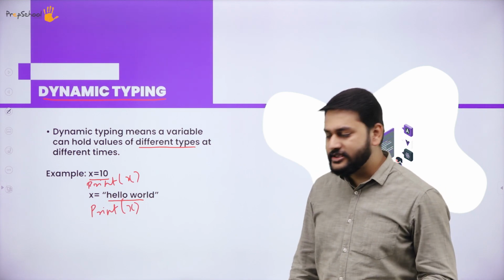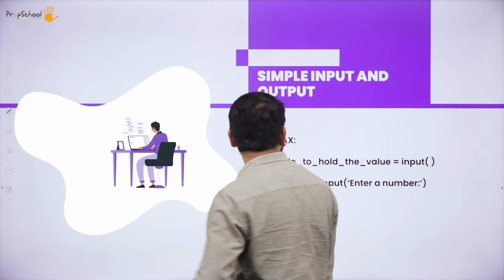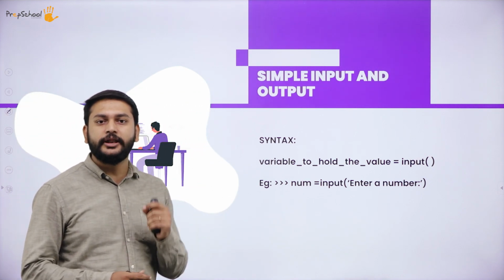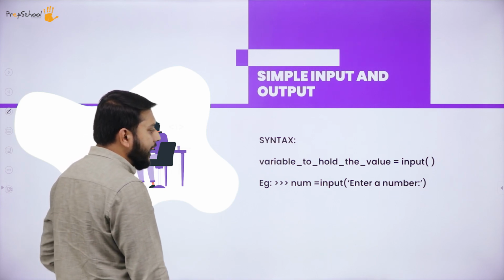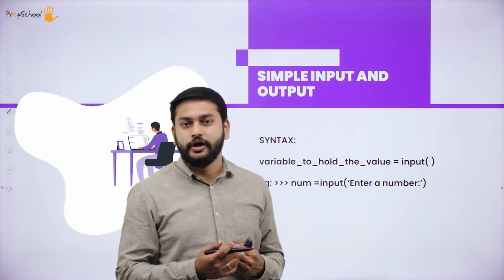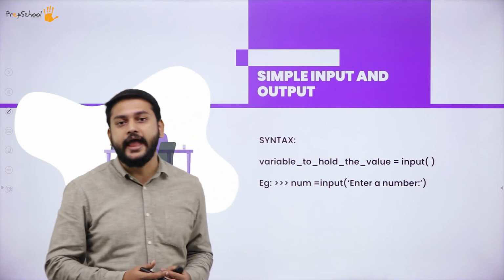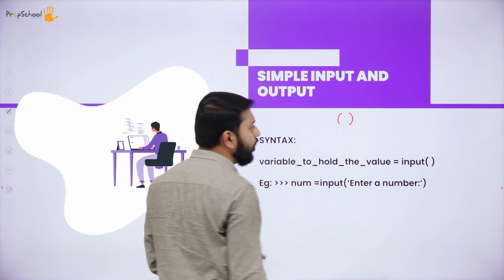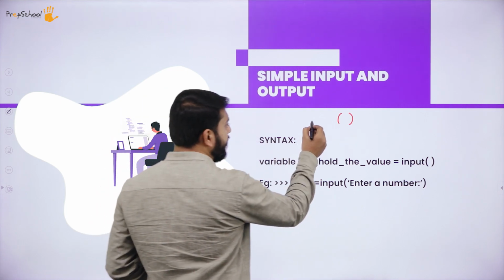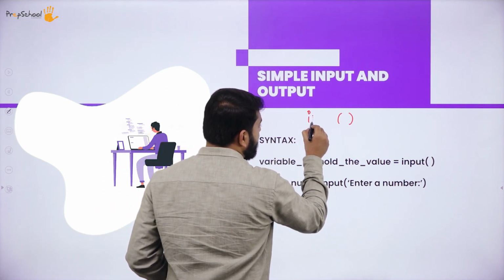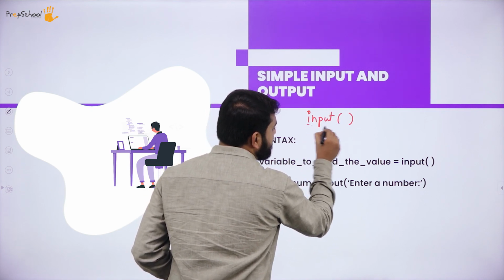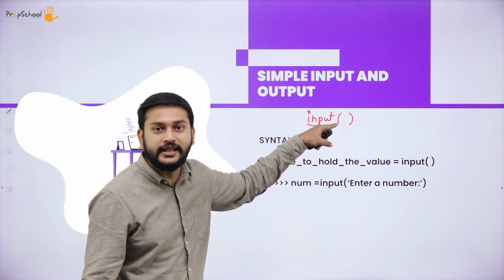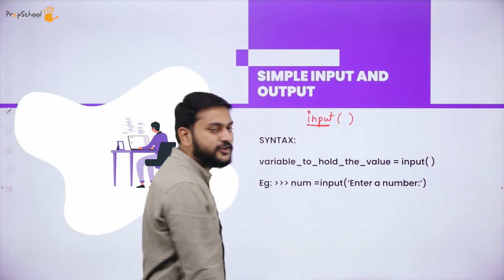Moving on to the next concept. What is the next concept that I have? Simple input and output. Please understand, this is very simple and basic. I need to read the input from the user. How do I read it? What is the function that I have to use? Whenever you come across this kind of parenthesis, for example if I write input, you should treat this as a function.